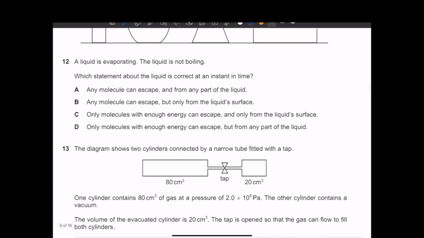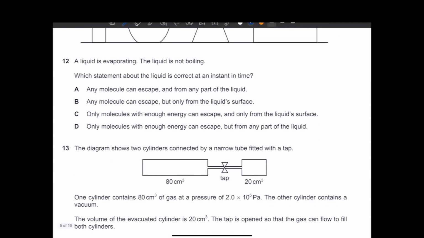In question 12, a liquid is evaporating. The liquid is not boiling, so it means evaporating at a temperature less than the boiling point. Which statement about the liquid is correct at an instant in time? Any molecules can escape. No, the word any here is wrong. Only the molecules at the surface can escape. So this is the mistake in A. Any molecules can escape, still the same, any here is wrong.